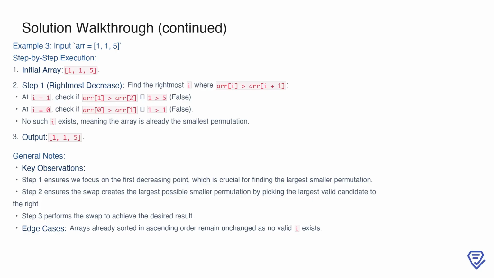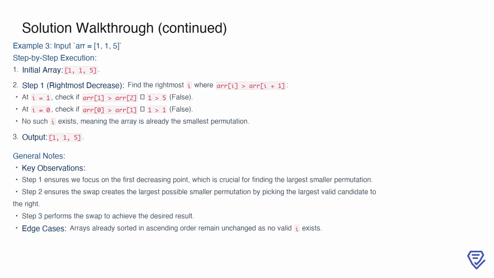Here, ARR[0] is 1, and ARR[1] is also 1. Again, 1 is not greater than 1. Since no such decreasing point exists, we can conclude that the array is already the smallest possible permutation. Thus, the output remains 1, 1, 5.